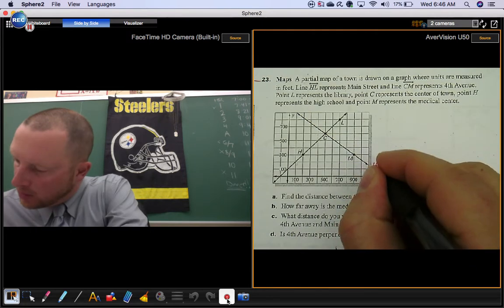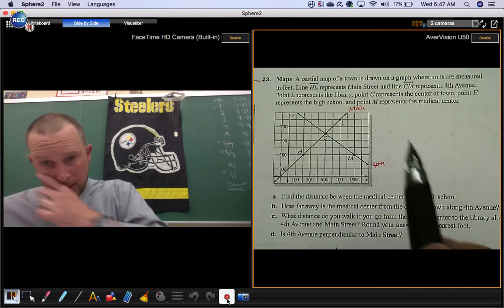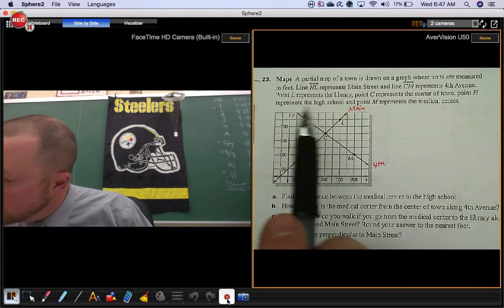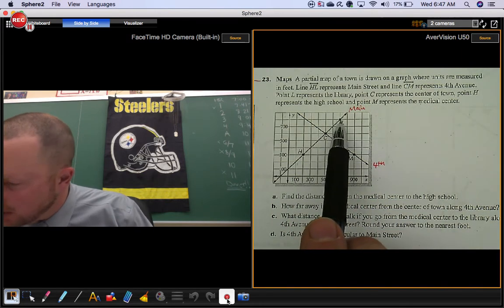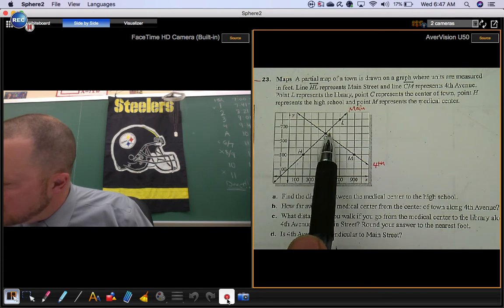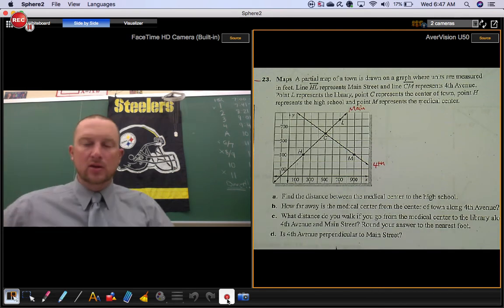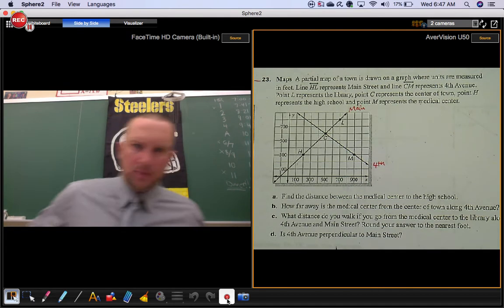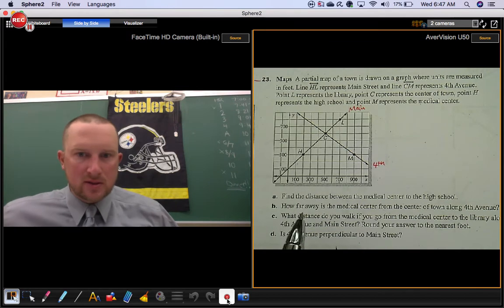I'm going to make a little mark there. 4th and Main. Point L, that's the library. Point C is the center of town. Point H is the high school, and point M is the medical center. So there's a lot of info there. And notice the scale here as well. We got an X and a Y axis.